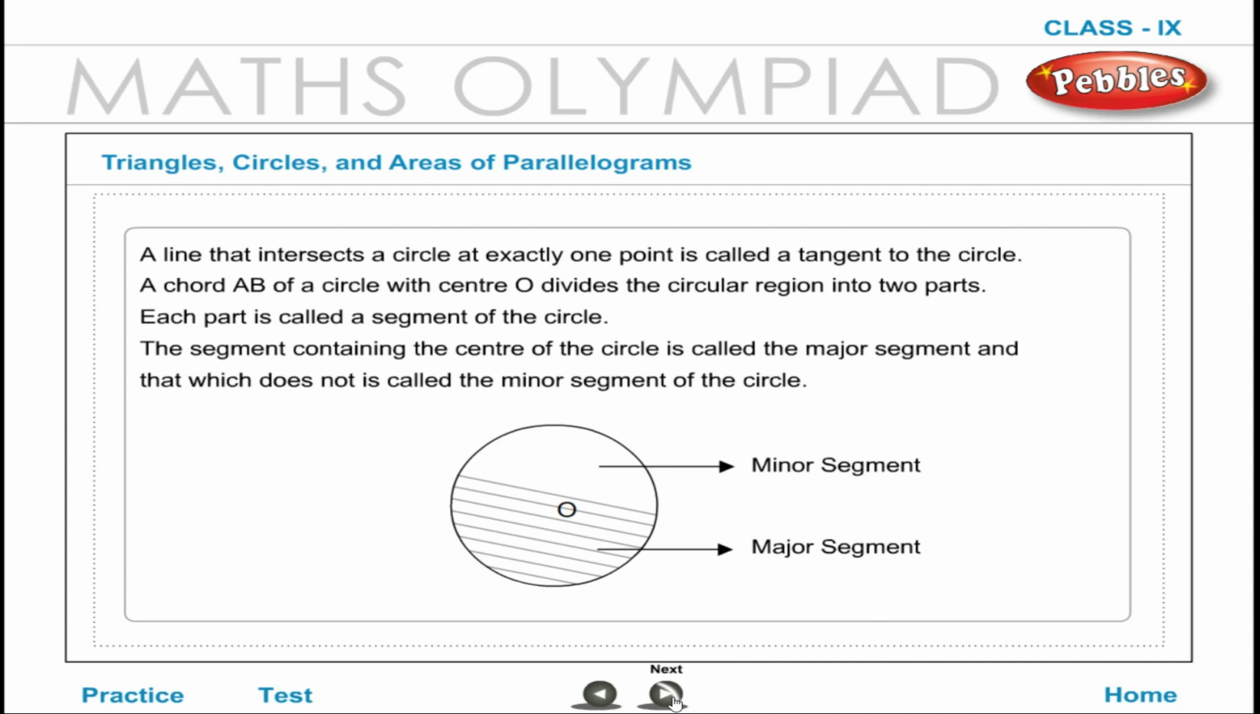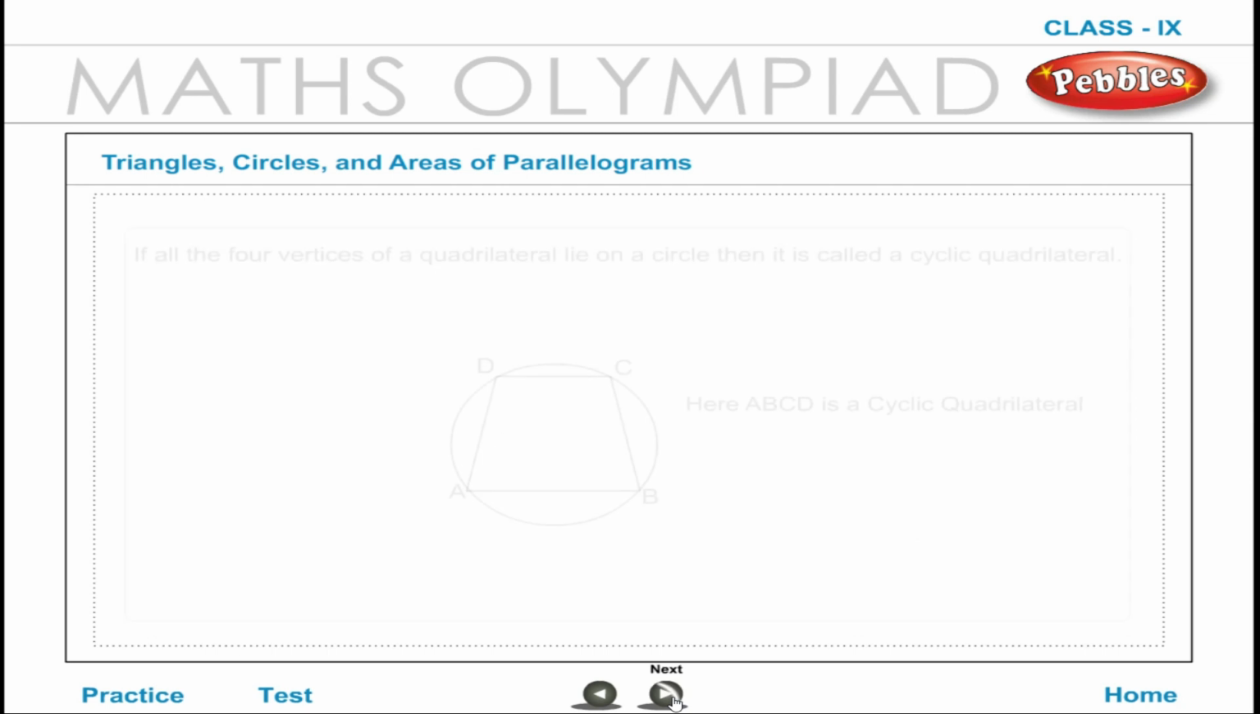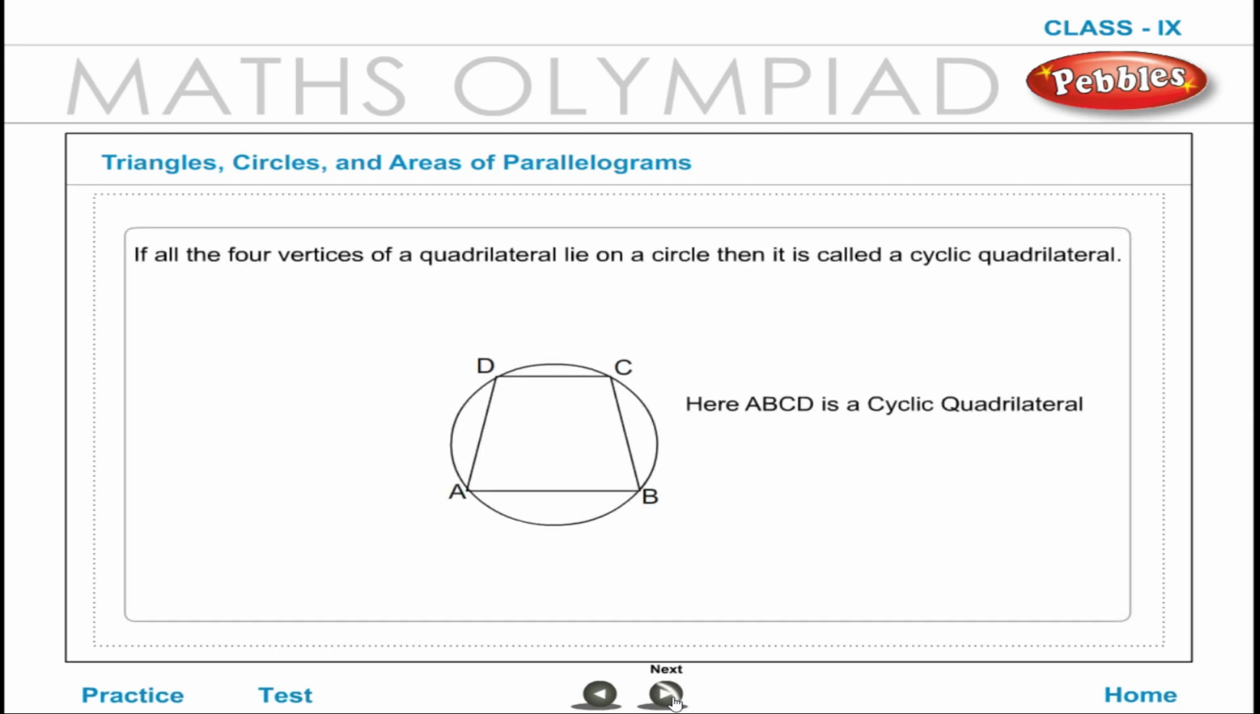A chord AB of a circle with center O divides the circular region into two parts. Each part is called a segment of the circle. The segment containing the center of the circle is called the major segment, and that which does not is called the minor segment of the circle. If all the four vertices of a quadrilateral lie on a circle, then it is called a cyclic quadrilateral.